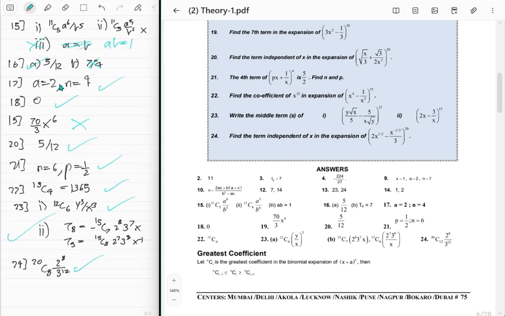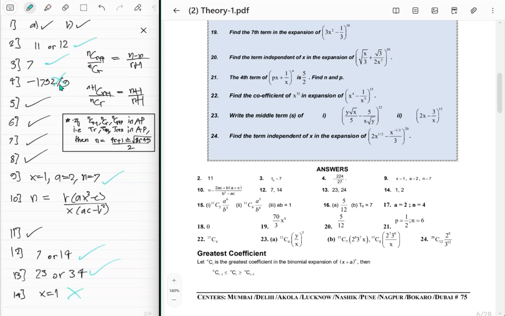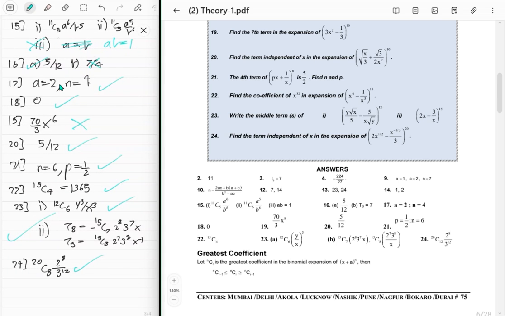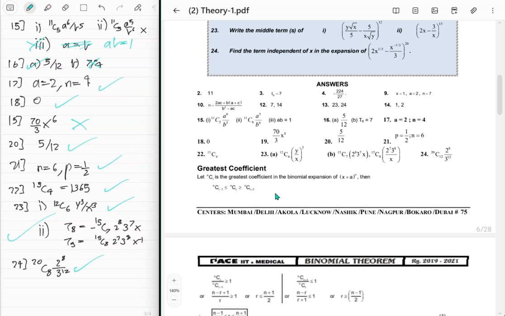This was wrong. So wait, isn't that just 4 questions? Oh, that's all it is. Actually, yeah, that was just a silly mistake. Fine. 1, 2, 3, 4, 5 mistakes. That's just embarrassing. Fine, fine, fine. Whatever.